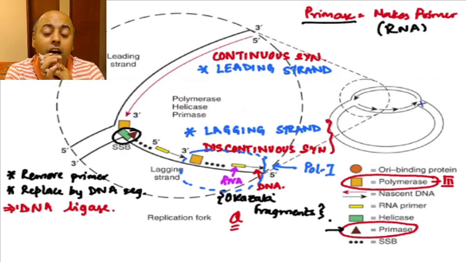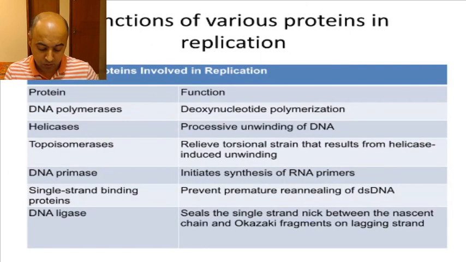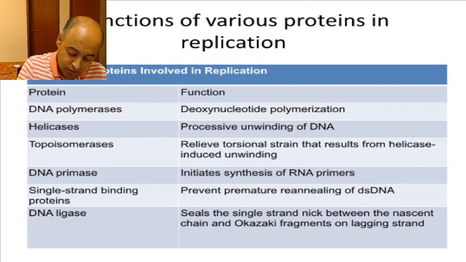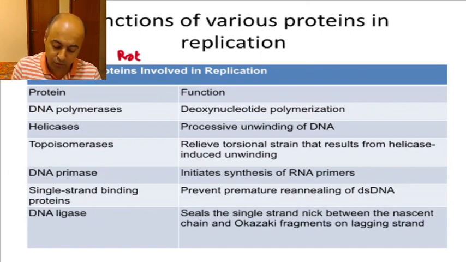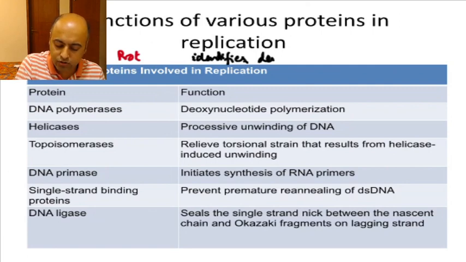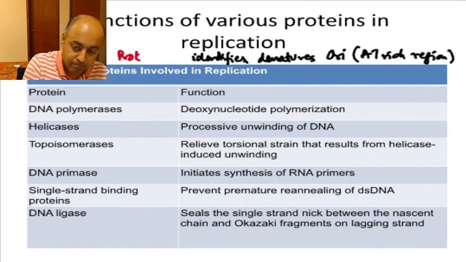So these are the different proteins and how they are carrying out the process of replication. I'll quickly summarize the function of the different proteins in the process of replication. Let's take a look. You can see here DNA polymerase is carrying out the polymerization. Let's go in order. First, which is missing here is the ORI binding protein. It is not mentioned here. What does the ORI binding protein do? It identifies and denatures the ORI, which is the AT rich region. This is number one.